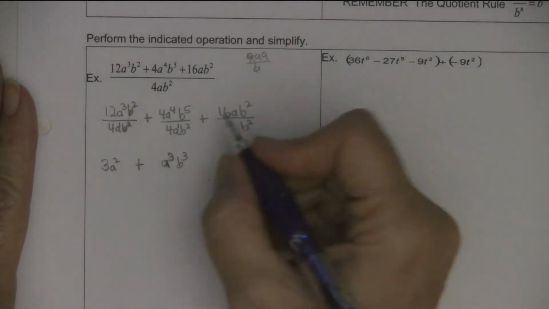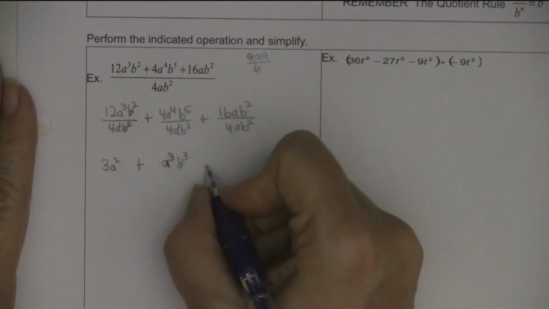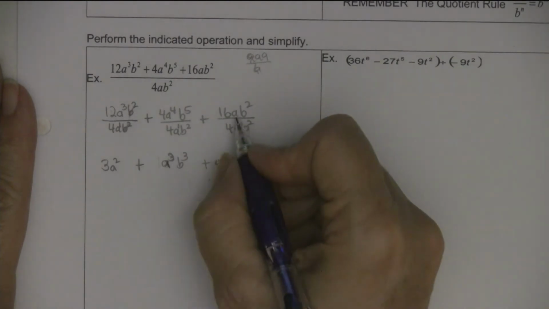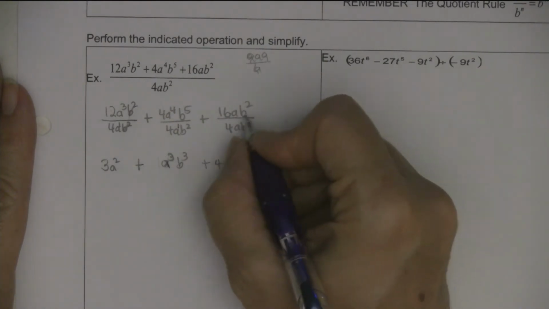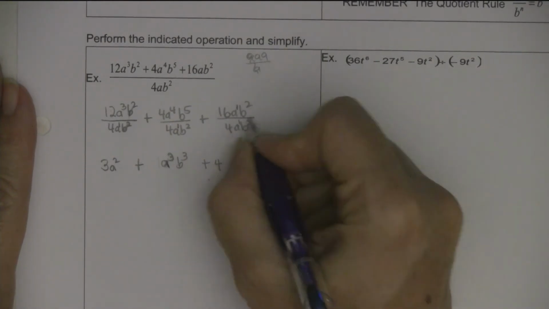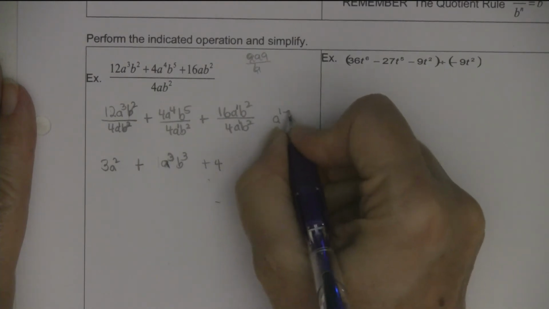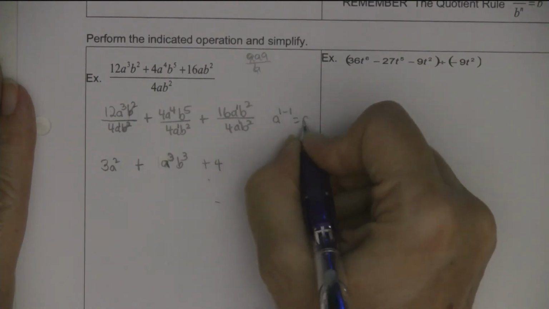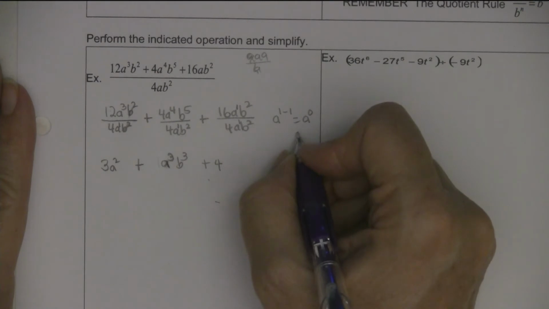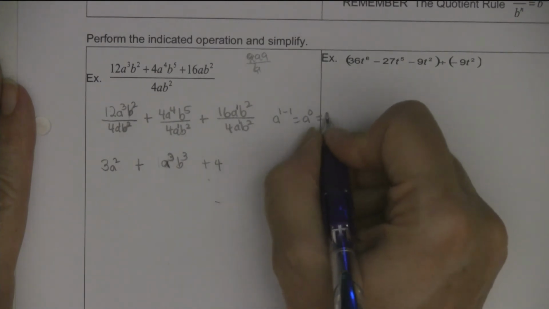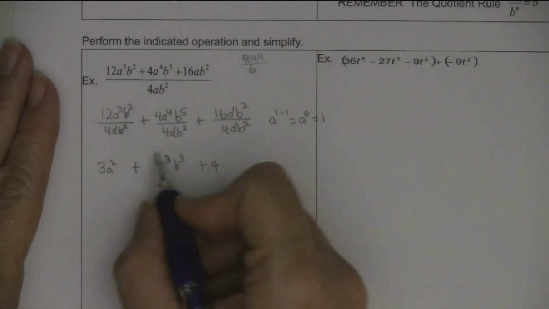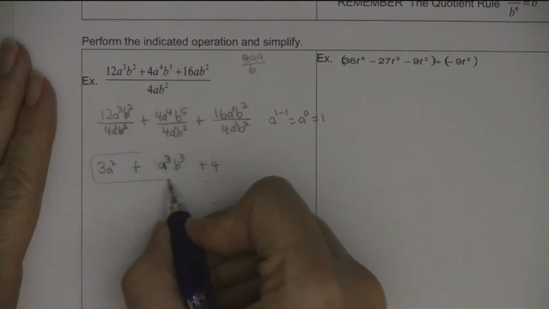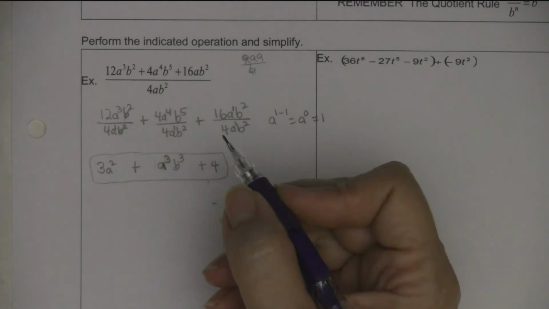And so, and then here, 16 divided by 4 is 4. The a's cancel and the b's cancel. Sometimes people say, well, what if I use the quotient rule? And then you would have subtracted them. 1 take away 1, right, which is a to the 0. Yeah, what's a to the 0? Do you guys remember? It's equal to 1, right? And so anyway, so this is my answer here. These are not like terms. I cannot add them together, so I'm done.